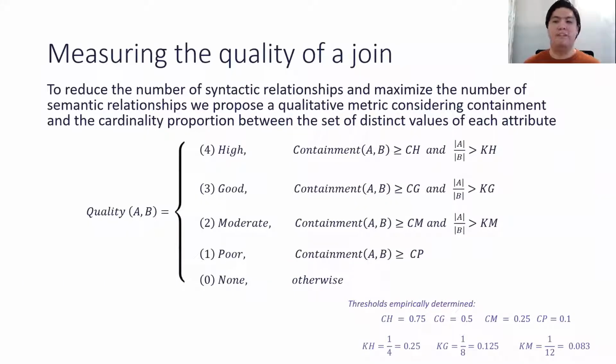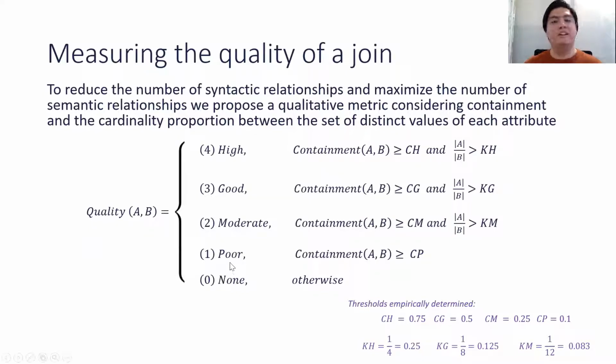So we define a quality metric based on containment similarity and cardinality proportions. Using the cardinality proportion, we complement the discovery results to identify more semantic pairs of attributes. Then we create 5 quality labels. The higher the quality label, the higher the containment, and the more similar cardinalities they will have.